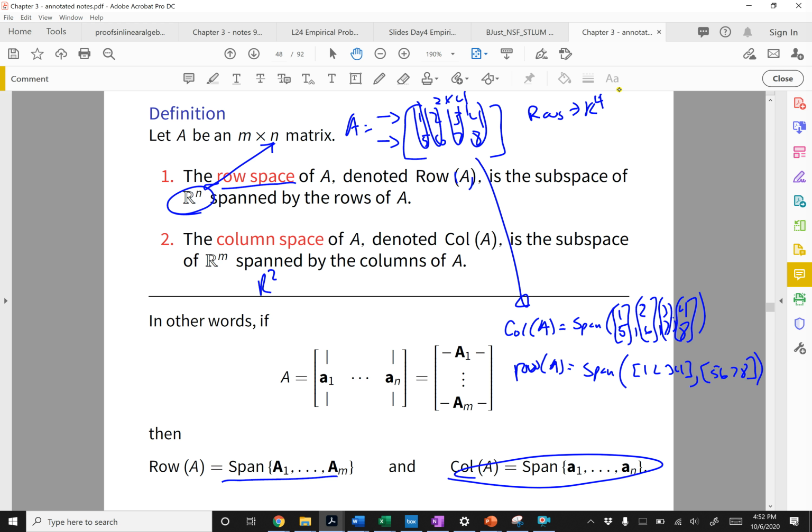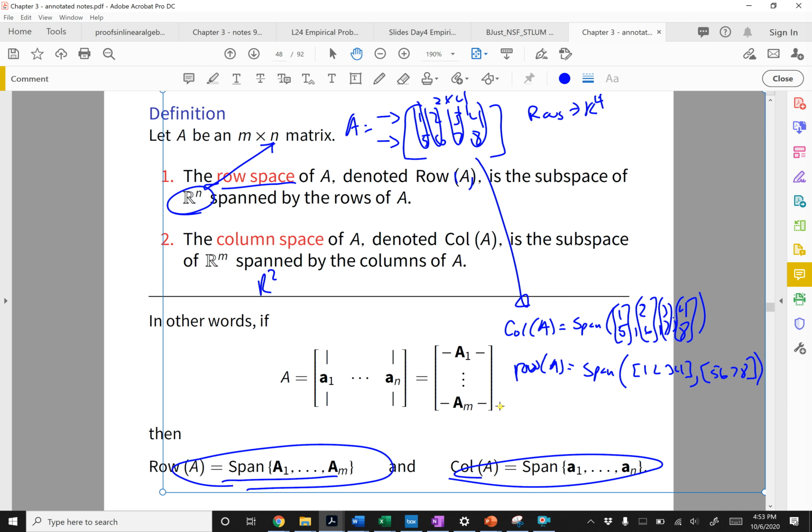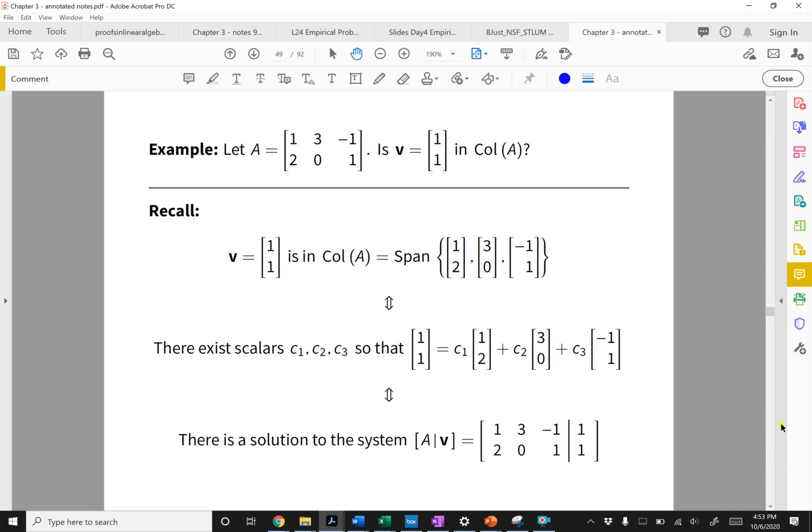And that's what these are saying down here. Okay. So here we have a specific A. Is V in the column space of A? So if we rephrase this question in things that we already know, are there linear combinations? Or we could say, is V in the span of these columns? And that means, is there some linear combination of these columns that equals this? Then you can do that by doing row reduction. You can just set it up as an augmented matrix and start row reducing.